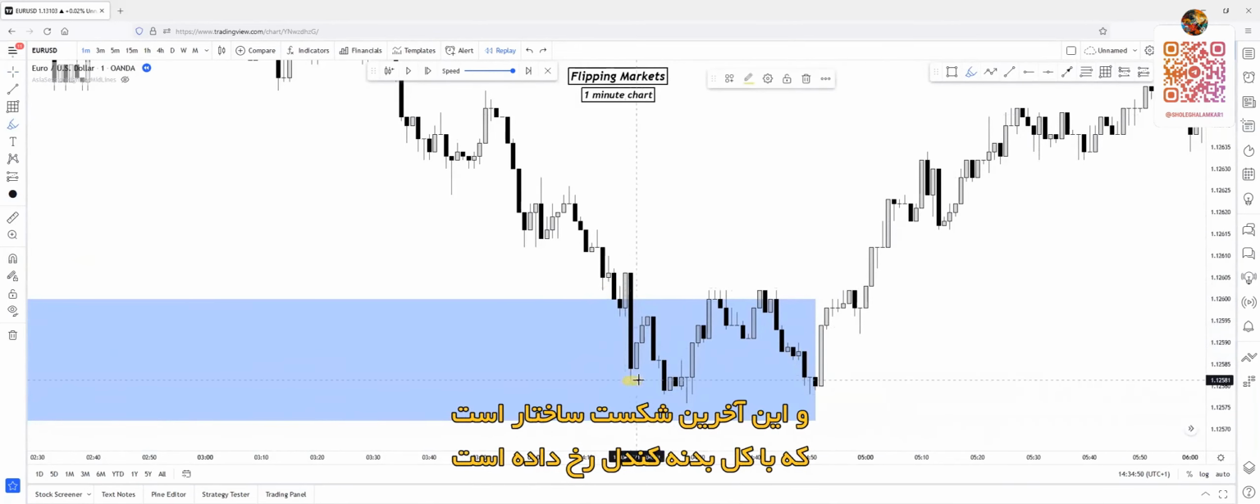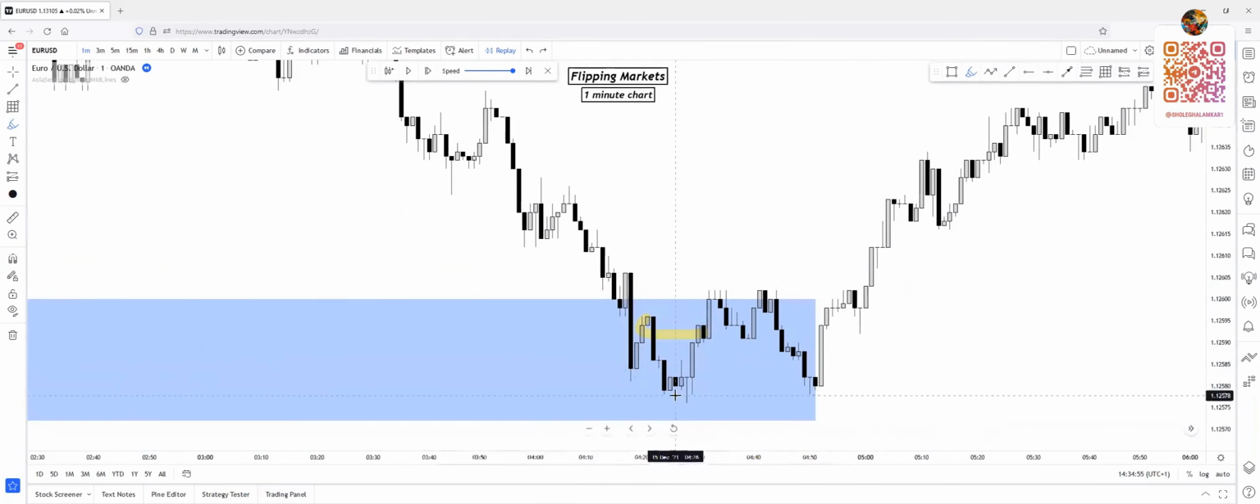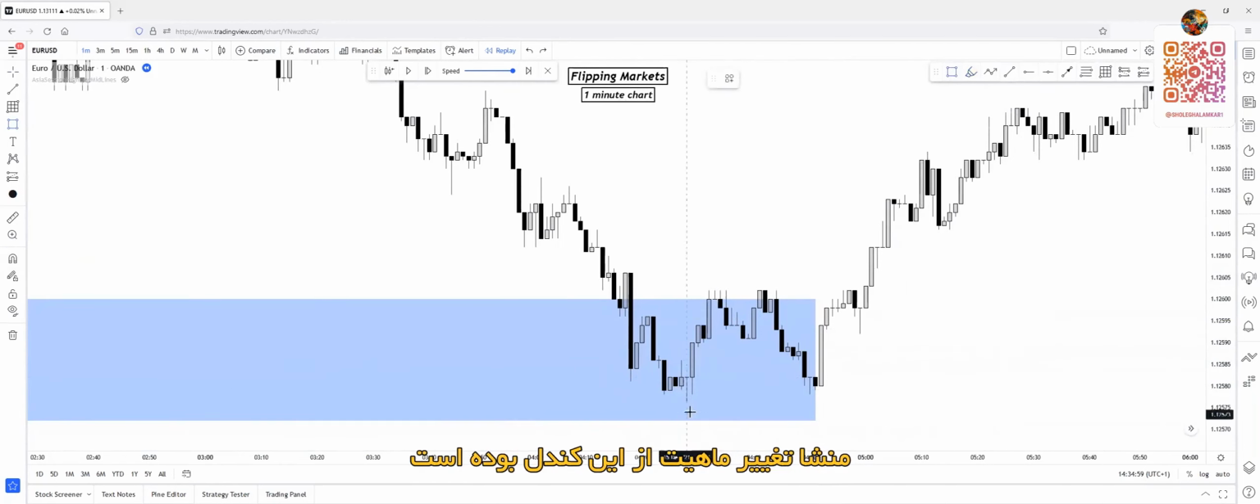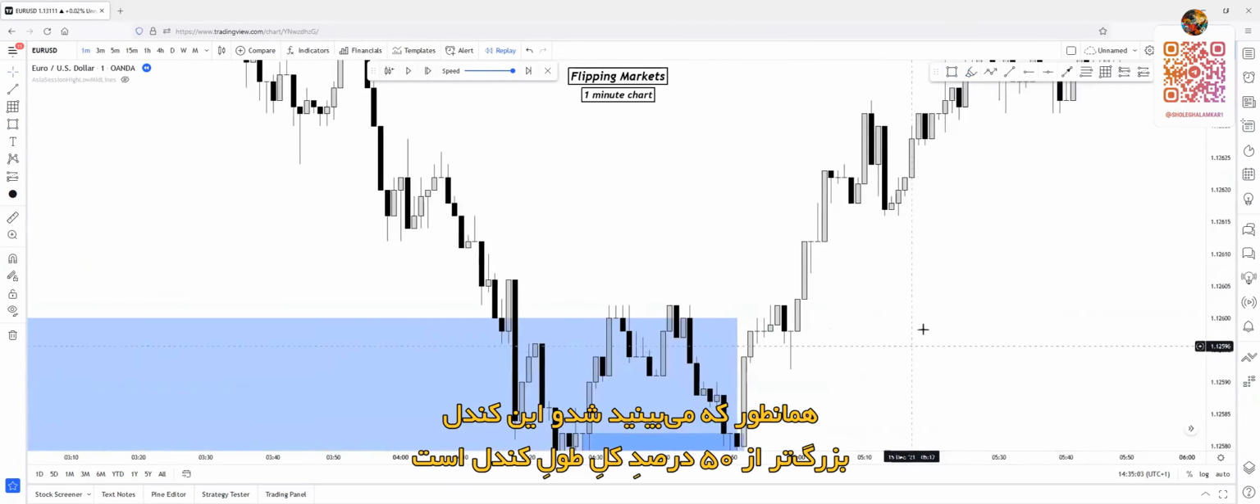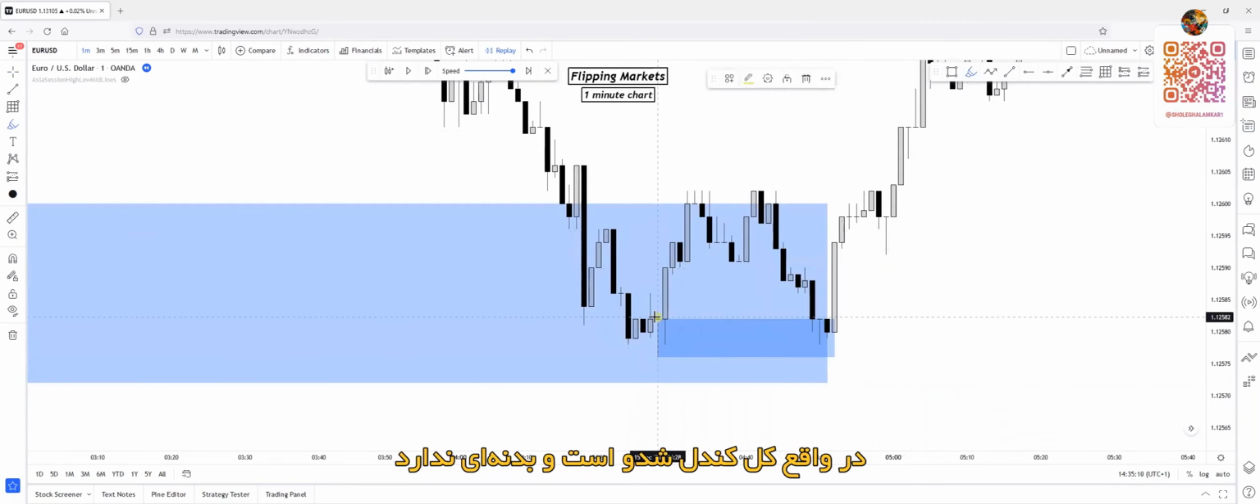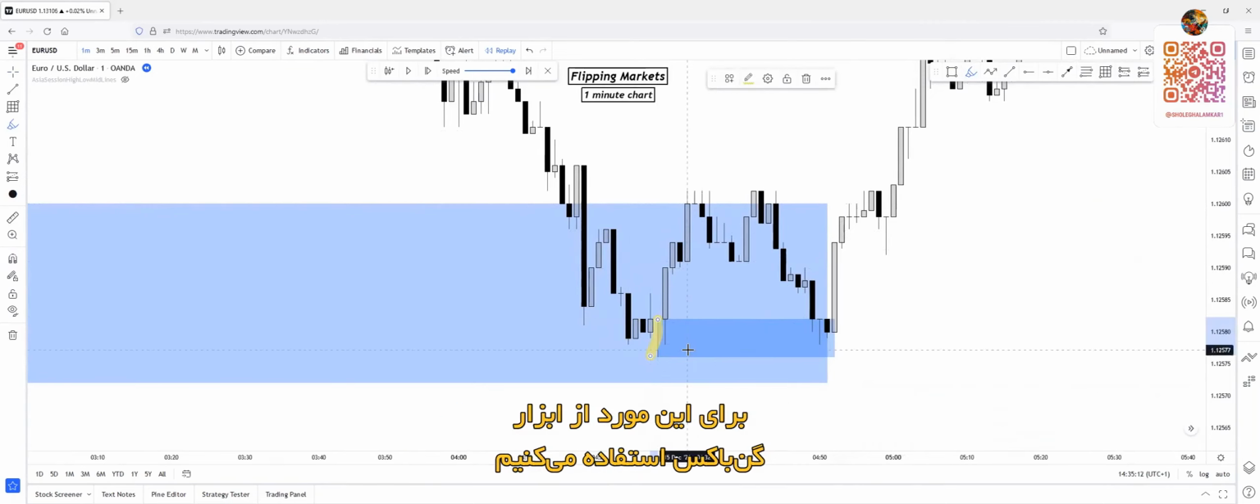And this was the last break of structure to the downside with a whole body break. This was the last supply zone, as you can see, and price broke through the supply zone. So it means it changed character to the upside. The change of character happened from this candle right here. And as you can see, this candle's wick is bigger than the 50% of the whole candle. Actually, the whole candle is just a wick. There's no body, as you can see.